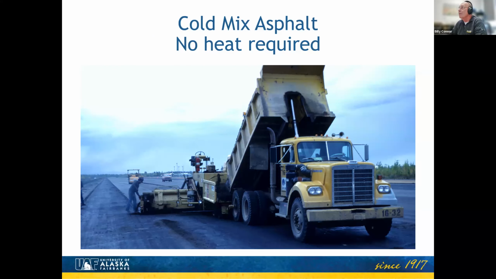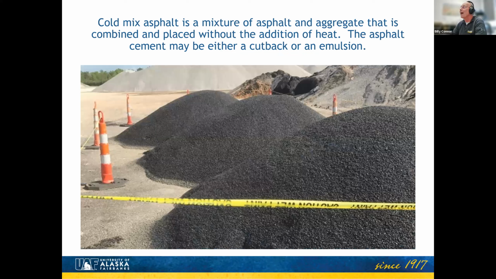Cold mix asphalt, basically what we're going to do is mix the asphalt into the aggregate cold. We're not going to add any heat to that. The mixture is really just a mixture of asphalt and aggregate that's combined without heat. And it comes in two different forms. It comes in a cutback form, which is basically adding something like kerosene or some other volatile cutbacks that go in there. And it also comes as an emulsion. The work that we have done so far indicates that the emulsion seems to work quite a bit better.